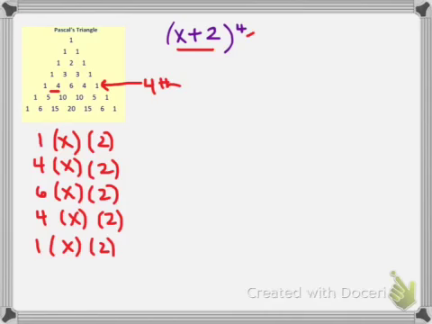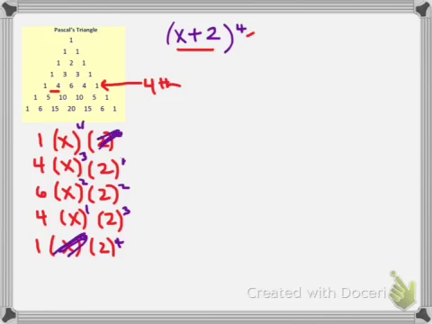Just like in our other problems, the x is going to start with this degree, 4, and count down all the way to 0. And then the 2 is going to work in the opposite direction. So it's going to go 4, 3, 2, 1, and 0, which means it's not really there. The 2 will have a degree of 4, 3, 2, 1, and 0, which means 2 to the 0 is really 1, it's not really even there.